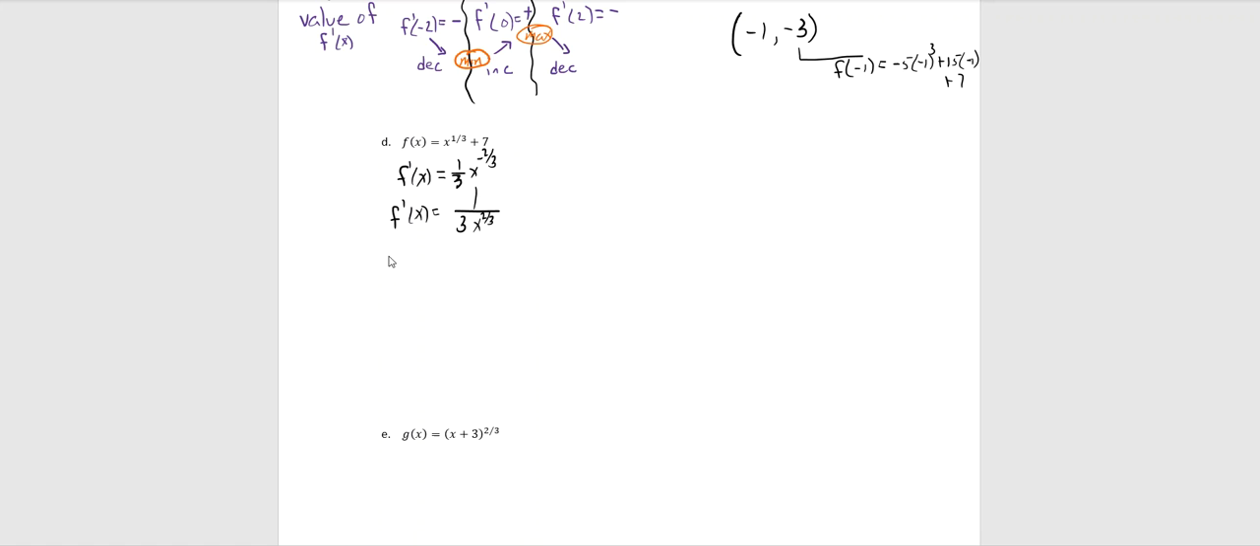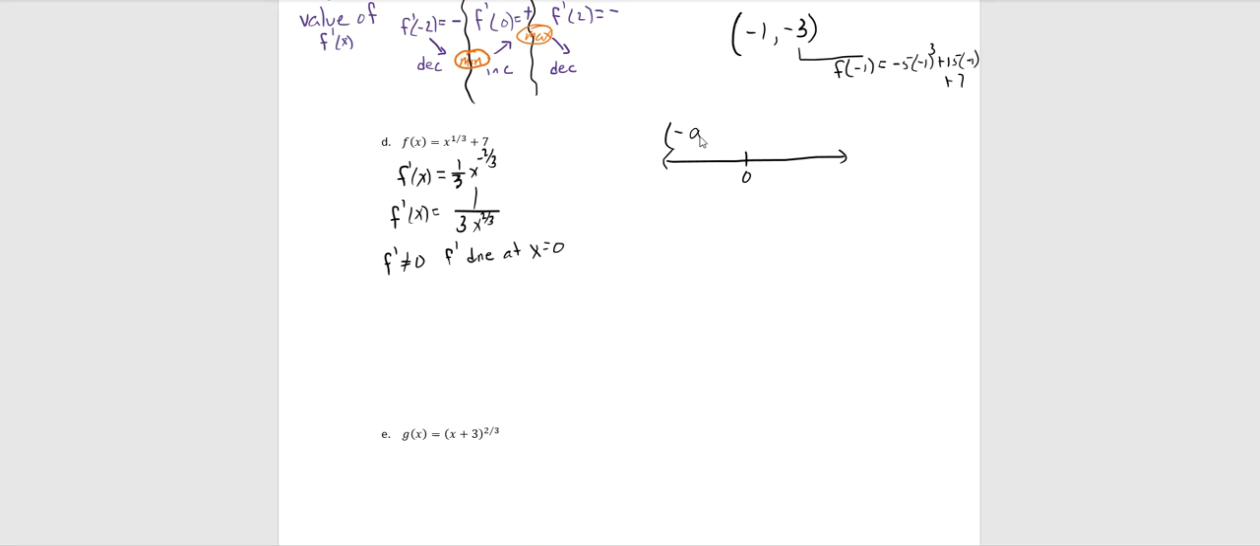Now, we know that f prime is never 0. Poor notation, but it's never 0 because the numerator can never be 0 because it's a 1. But f prime does not exist at x equals 0, right? 0 is in the domain of the original function, but it's not in the domain of the derivative. So what's going on at 0? Let's put it over here. We got plenty of room. All right, let's see what's happening at 0.